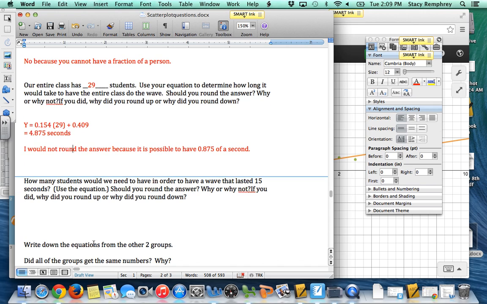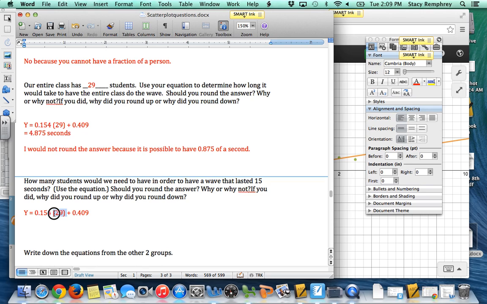Now in the next one, how many students would we need to have in order to have a wave that lasted at least 15 seconds? So I'm going to take my equation. Now 15 seconds, 15 is the y variable. So I'm going to plug in 15 for the y, and this time I leave the x. I'm going to solve that equation. I'm going to have 15 minus 0.409. That gives me 14.591 equals 0.154x. And I get 94.75 people. Now, in this one, I would round because I cannot have 0.75 of a person.